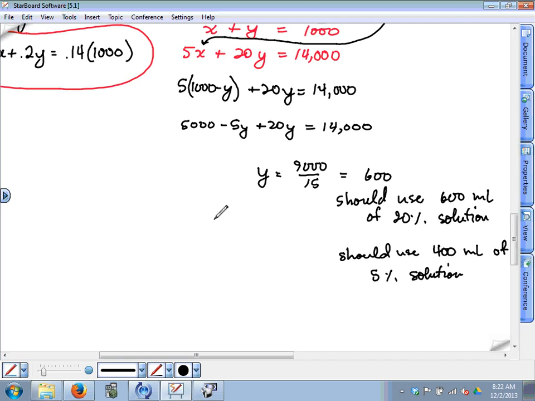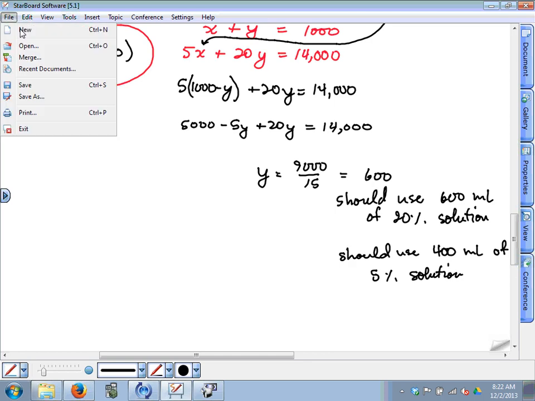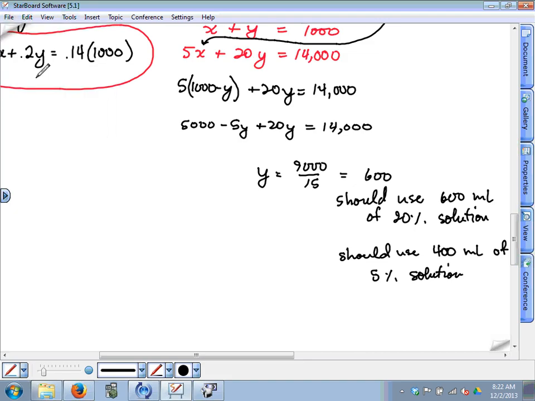So those are the two types you need to be really ready for from 10.1: some kind of a distance equals rate times time, and a mixture problem. All right, we need to move on. 10.2. How many sections are in chapter 10? 7. That's a lot. Yeah, chapter 10 is a big one.